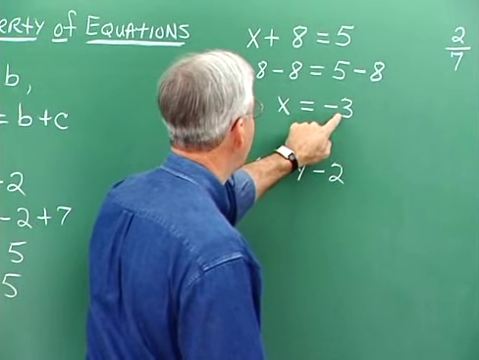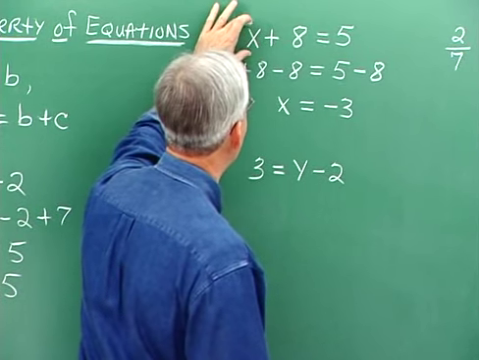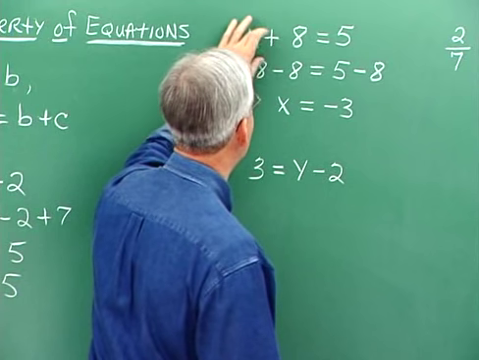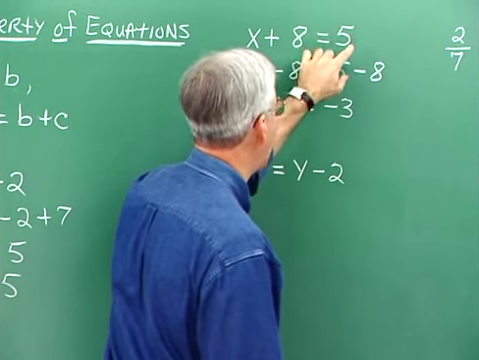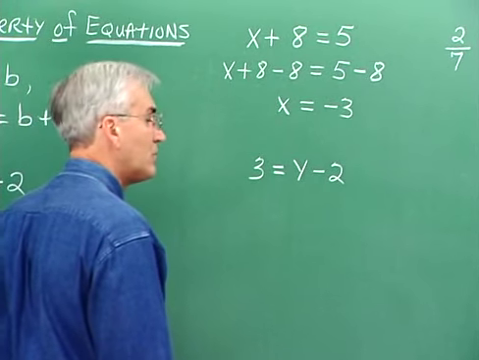If x is replaced with negative 3, up here we would have negative 3 plus 8. Oh, negative 3 plus 8 is 5, 5 equals 5, a true statement, therefore a correct solution.